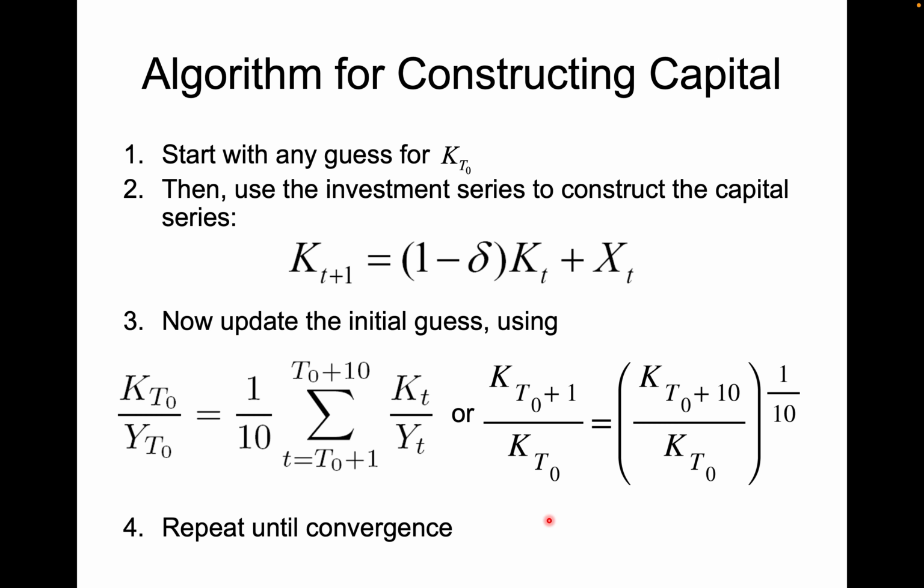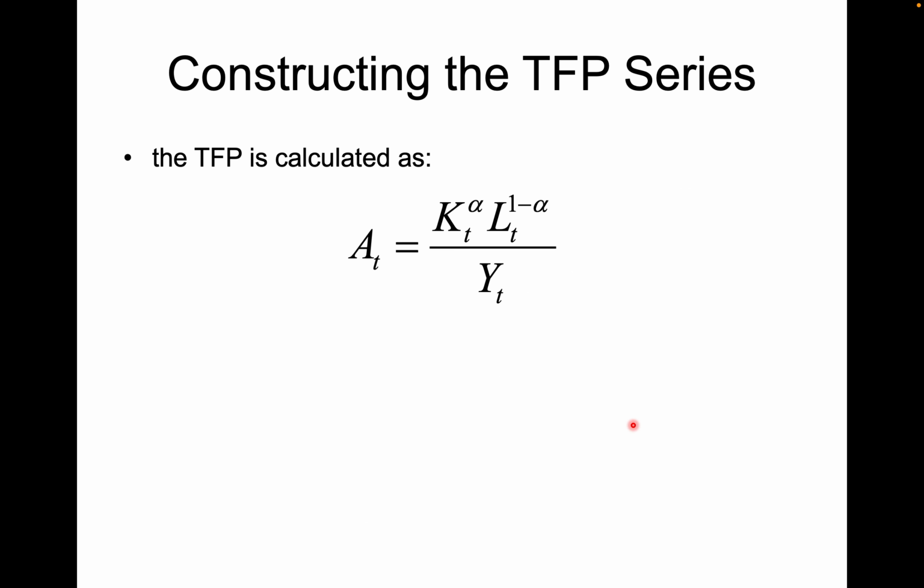Recapping what I just described, start with any guess for the initial capital stock, and it can be anything. It can even be 0, okay? Then use the investment series to construct the capital series using the law of motion of capital here. And then update the initial guess, either using the capital output ratio to help you pin down the initial capital stock, or using the growth rate of capital and relying on the fact that the growth rates of capital are typically pretty stable, right? And then you repeat until you converge. So if you can do both, you can do one. In your problem set, I'm going to have you guys do both, and then you can compare the two to see how reasonable they are, okay?